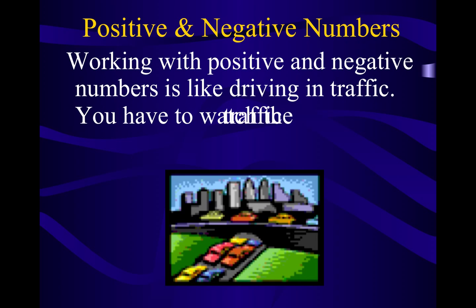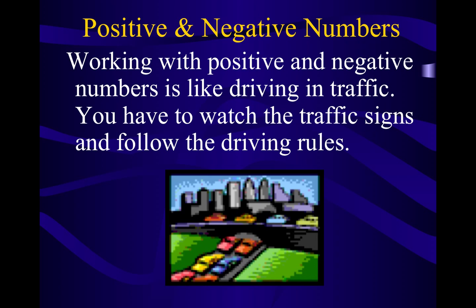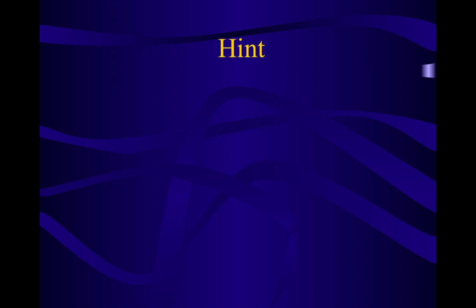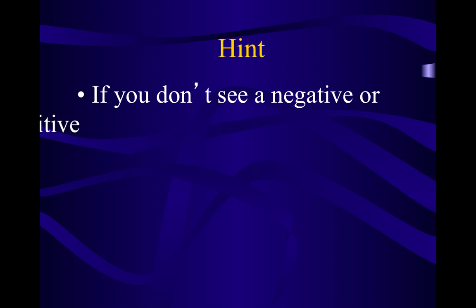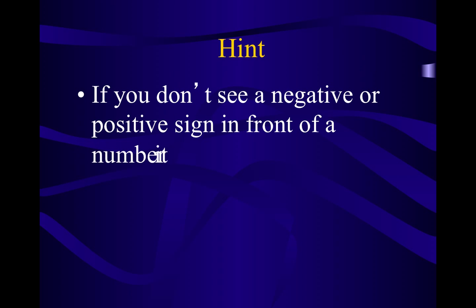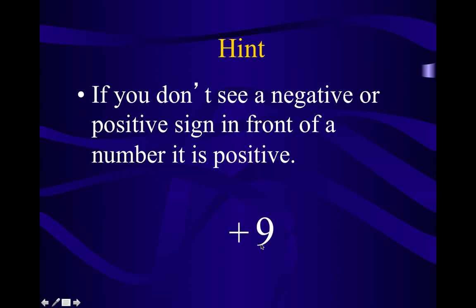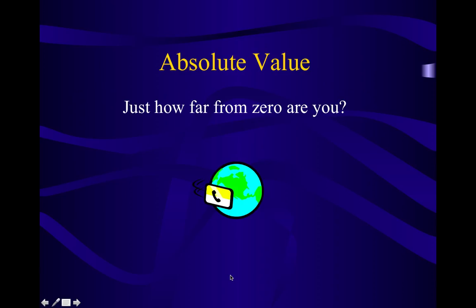So basically, over the next couple of days, we'll be developing some rules that are similar to driving rules when working with integers. So rules that you can live by in order to compute with these negative numbers, because they are a little bit more complicated than just positive number work. One thing I want you to keep in mind is that if there isn't a negative sign in front of a number, then that number is positive. So for example, the number 9 is actually a positive 9. The only time that it'll be negative is if a negative sign is in front of it.